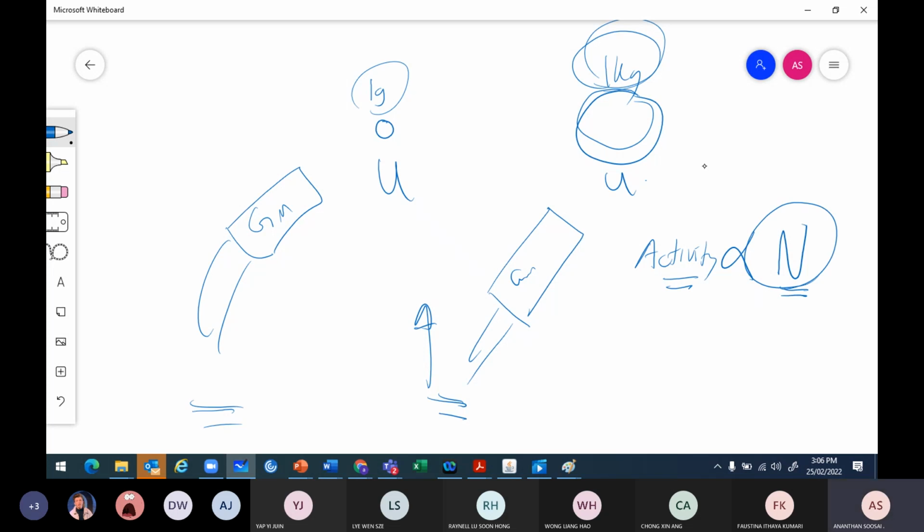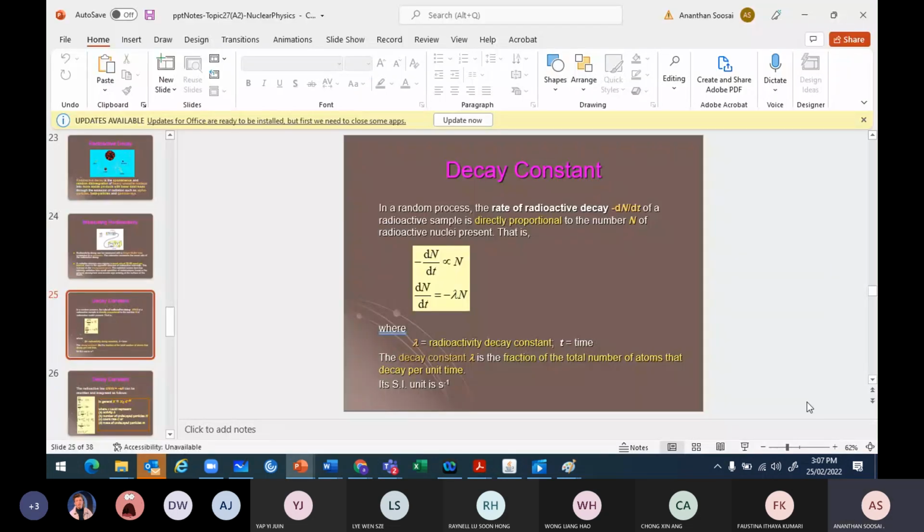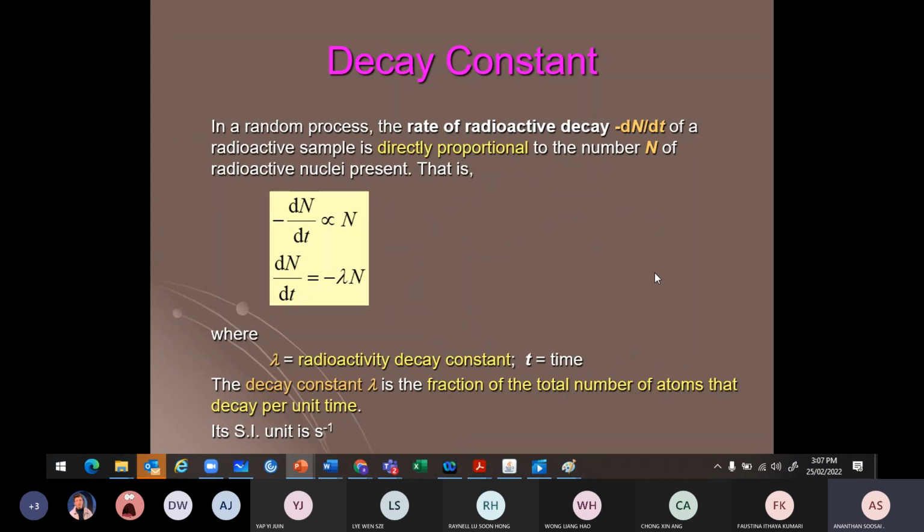This is the fundamental proportionality which is used to develop 3 main formulas in radioactivity, including the half-life formula, all based on this proportionality. Activity of a radioactive substance is proportional to the number of particles. There are 3 formulas to be developed. So we go back here. That's what has been discussed here.